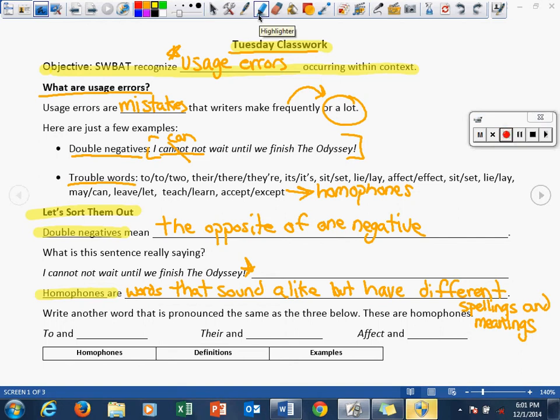We're going to come down here. You're going to do a little bit of work on your own. Again, when you go to work on your own, pause the video. So give yourself enough time to complete these 3 down here. I'm highlighting, so you don't need to. I just want to draw your attention. Write another word that is pronounced the same as the 3 below. These are homophones. So the first one you're going to work with is to. The next one is there. And the final one is effect. Pause the video now and fill those 3 in. We'll come back in 1 second with some answers.